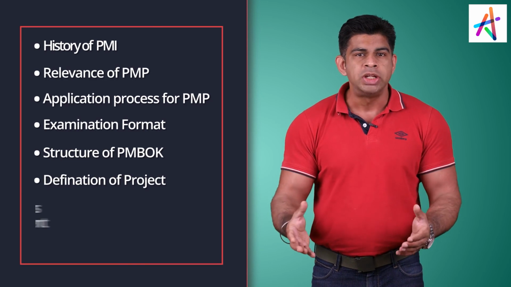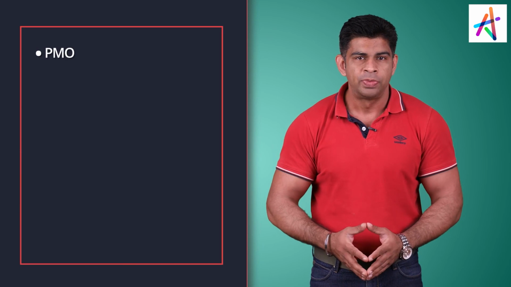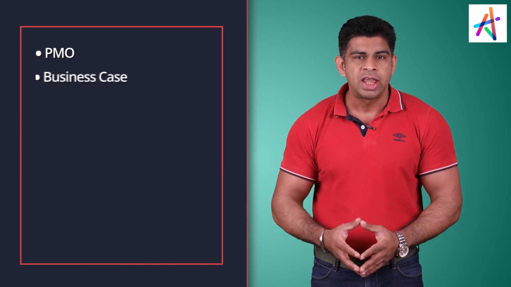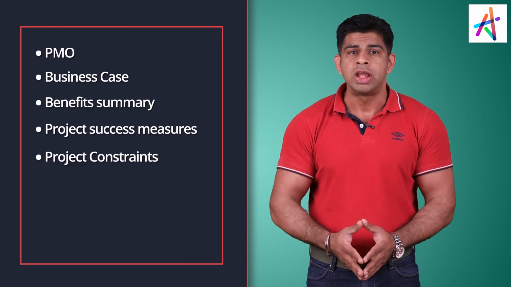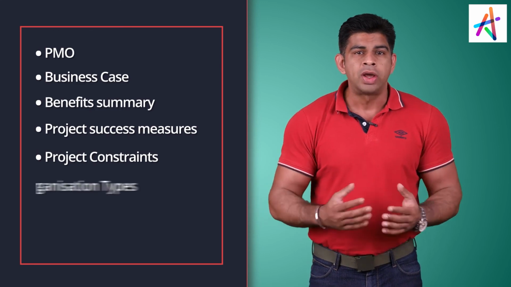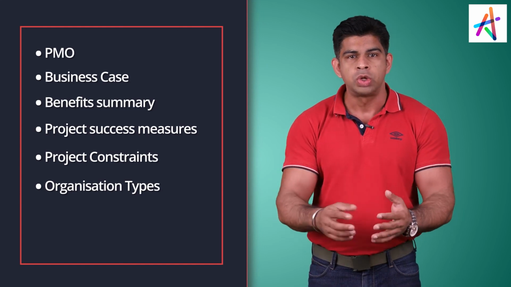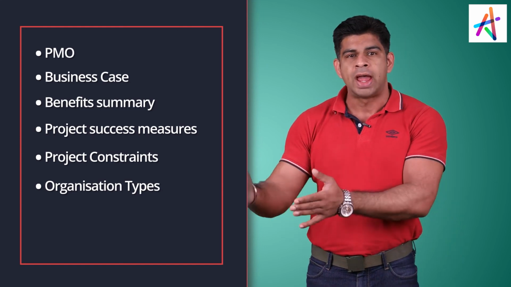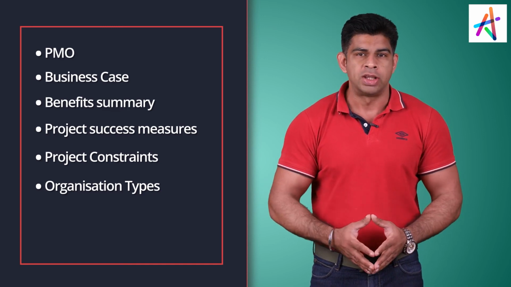We also went into details of project versus program versus portfolio management and covered one of the most confusing topics for a lot of people, which is PMO. Then we spoke about business case, benefit summary, project success measures, and the different constraints within which the project is often operated. We also covered organizational types that are projectized, matrix, within which you have weak matrix, balanced matrix, and strong matrix, functional organization, and composite organization.